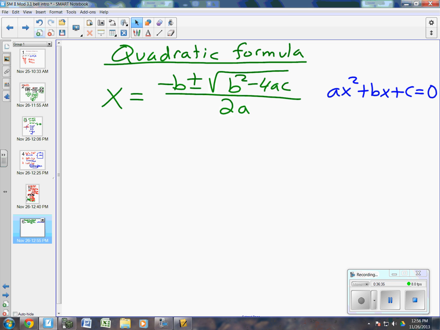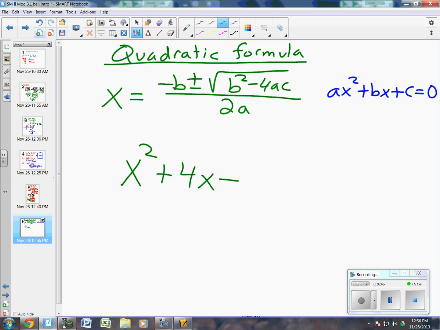Got it? So let me show you a problem, just to show you how to do it. Let's say I have something like x squared plus 4x minus 12 equals 0. Anytime you put a quadratic equation equal to 0, that means you're looking for the x-intercepts because you're putting 0 in for y. What do you think they are? Negative 6. Well, that one's too easy. Let's not do that one. Well, let's do that one.